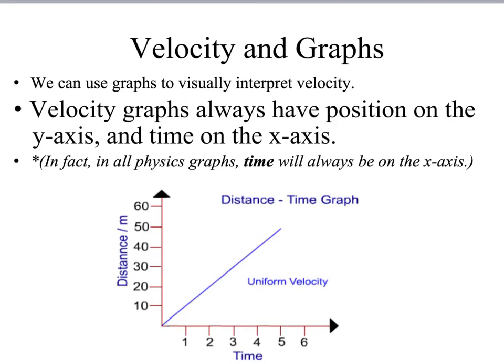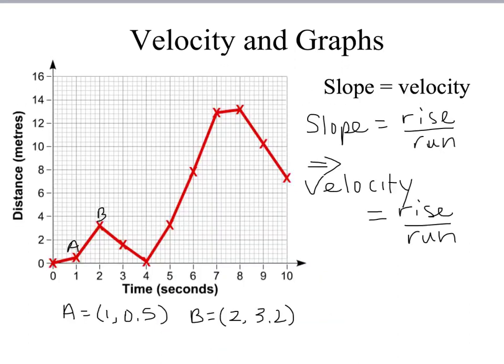So, I want you to notice that in fact, in all physics graphs, every single one, time will always be on the x-axis. So it doesn't matter if we're graphing velocity, acceleration, or anything. Anything we compare it to time, time is right down here on the x-axis. No exceptions. So let's look at how to interpret this a little bit more.